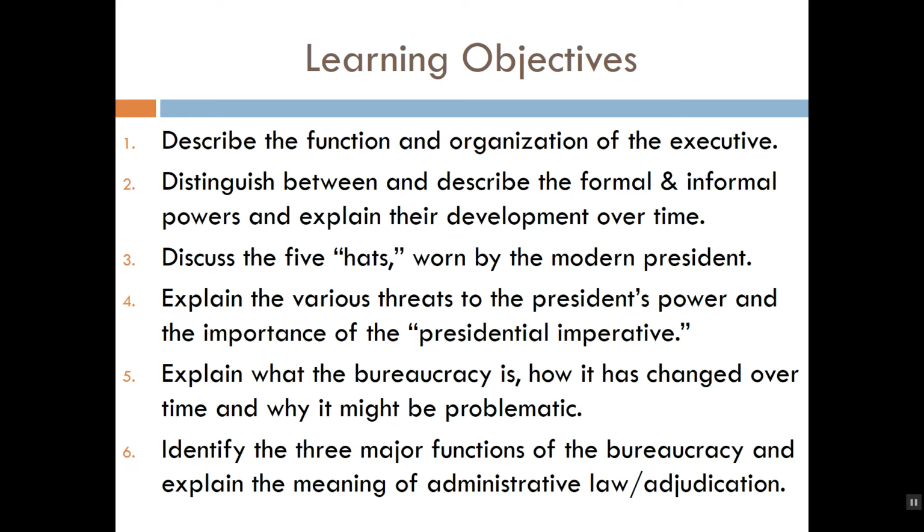Learning objective number 4, explain the various threats to the president's power and the importance of the presidential imperative in mediating the severity of these threats. Learning objective number 5, explain what the bureaucracy is, how it has changed over time, and why it might be problematic. Learning objective number 6, identify the 3 major functions of the bureaucracy and explain the meaning of some key concepts in this process, including administrative law and administrative adjudication.